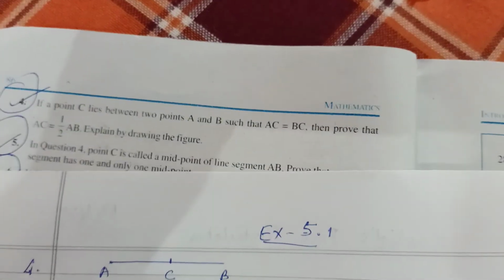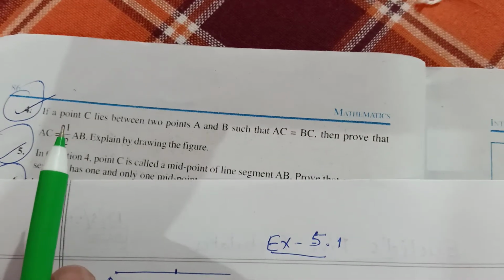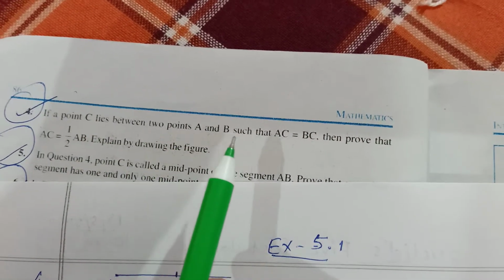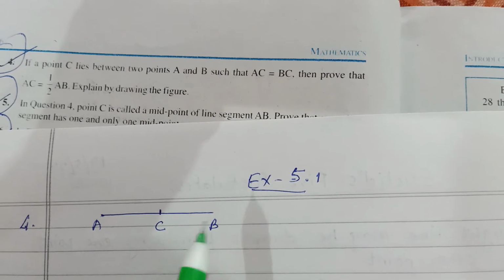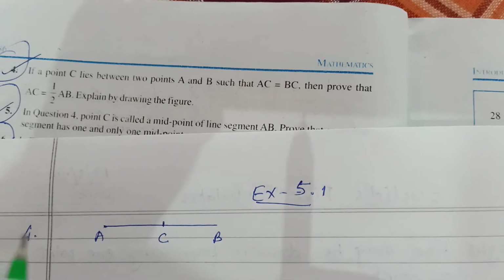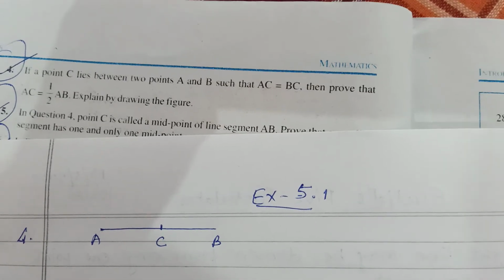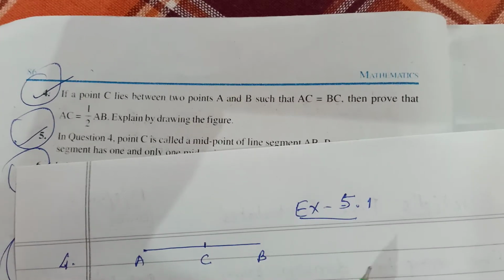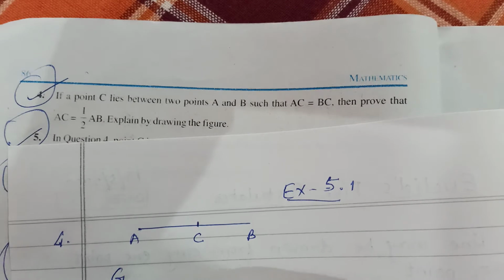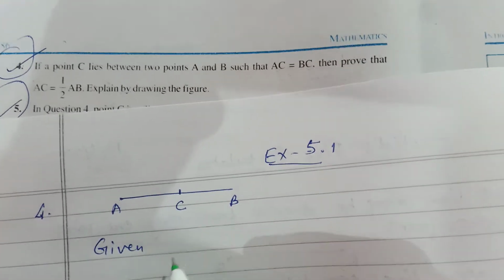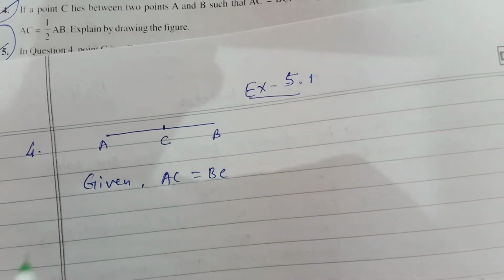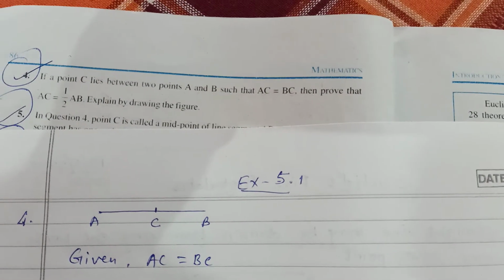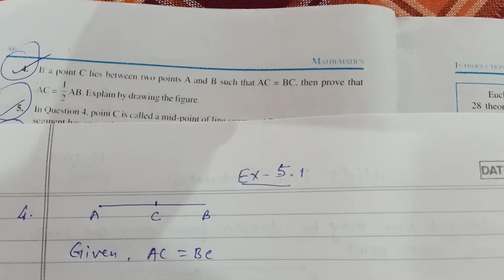Okay. Now see your question again. If a point C lies between A and B, such that AC equals BC. Given AC equals BC, then prove that AC equals half AB.